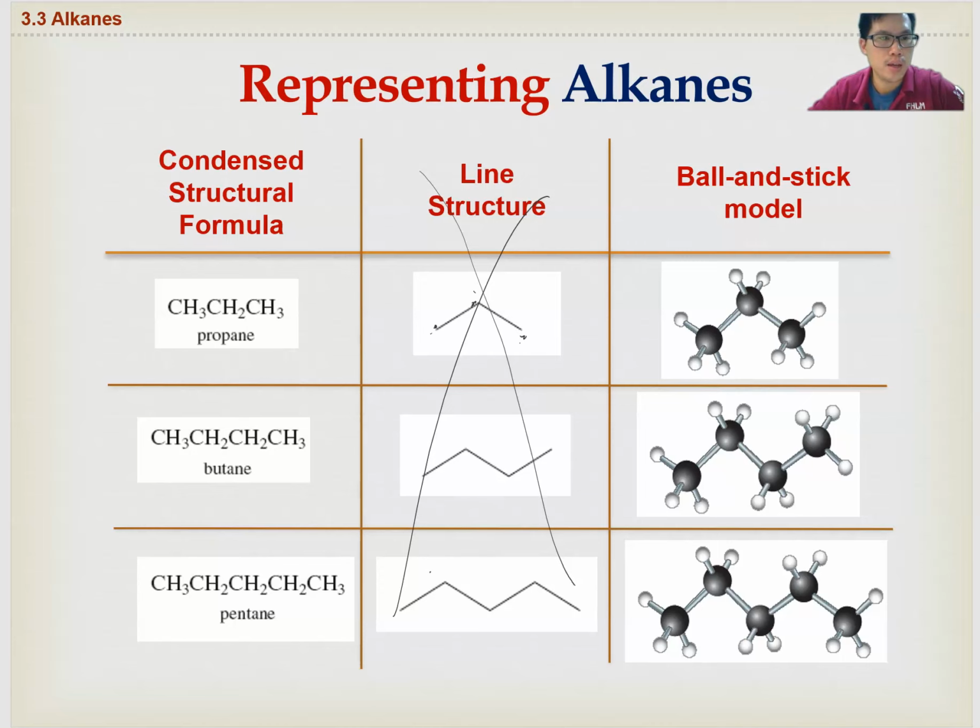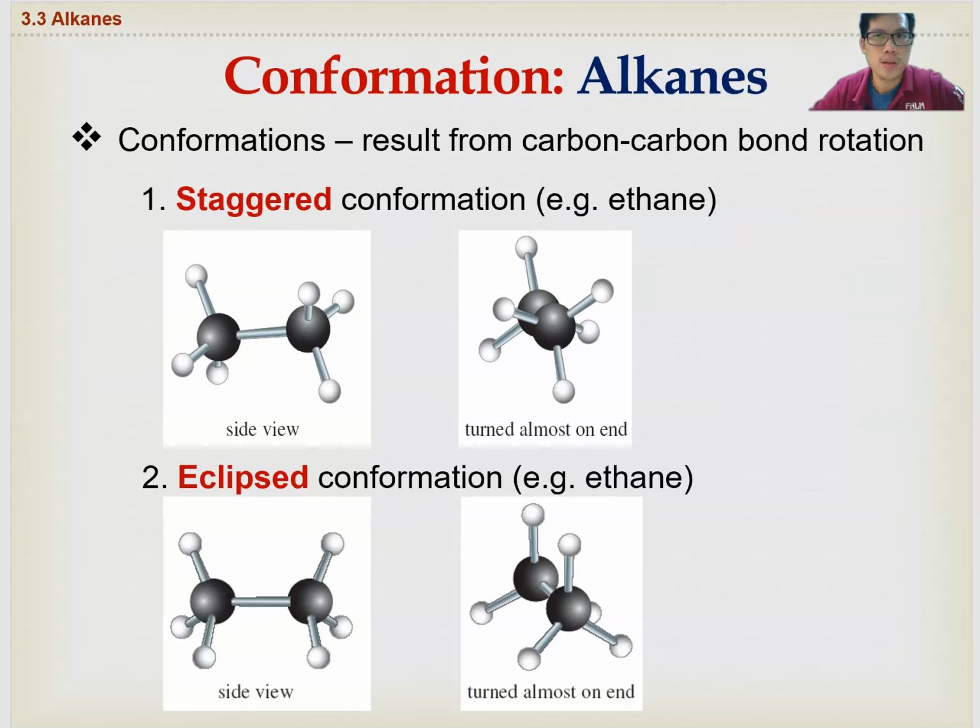Okay, for alkenes, there's a certain conformation. Basic conformation is what we call the 3D arrangement. When you're looking at this, there are two ways that it can arrange here. This carbon, hydrogen, hydrogen, so C2H6.